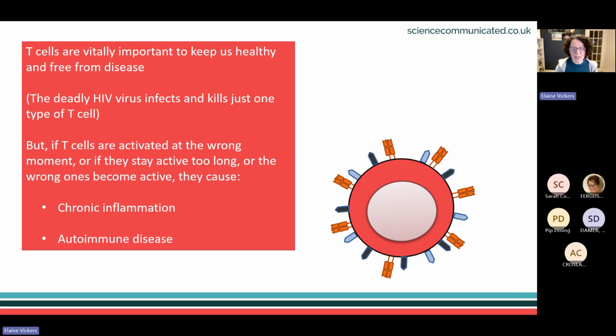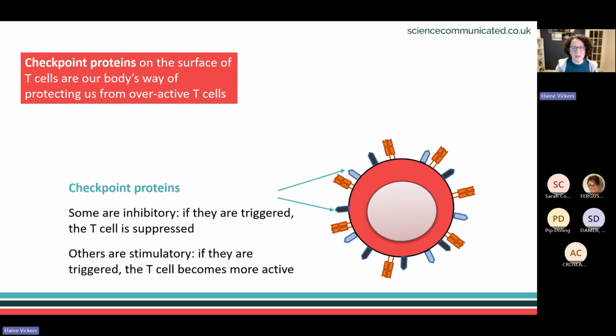So the body needs a way of keeping T cells under tight control. And the means it has to do that are the checkpoint proteins found on the T cell surface. Some of those checkpoint proteins are inhibitory. If they're triggered, the T cell becomes less active, it might even die. Others are stimulatory. If they are triggered, the T cell becomes more active and more likely to stay alive.